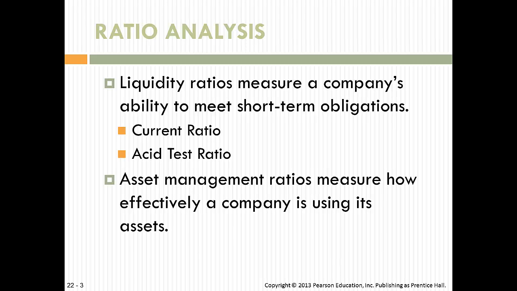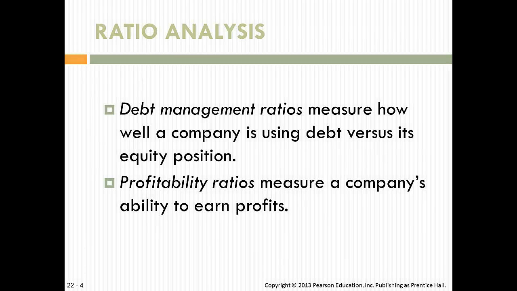Asset management ratios measure how effectively a company is using its assets. Debt management ratios measure how well a company is using debt versus its equity position. This has to do with raising funds. Issuing bonds is an example of debt, and issuing stock is an example of equity. Profitability ratios measure a company's ability to earn profits.